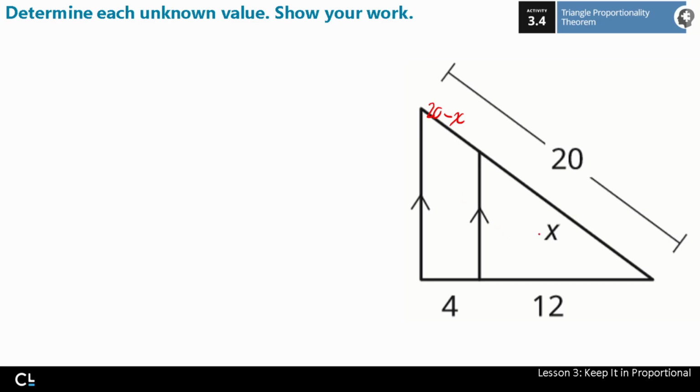So when we set up this ratio, what are we going to have, right? It's going to be a little gross. Up top, we're going to have 20 minus x over x equals 4 over 12. And you might be like, hey, mister, how'd you get that? Well, look, I just follow this line. Boom. 20 minus x over x. And then follow this line. 4 over 12. Right? And now we cross multiply.